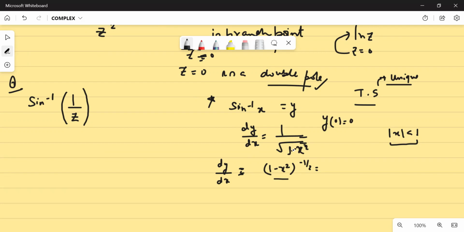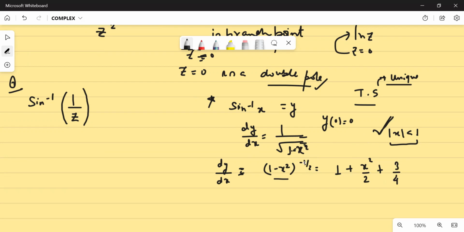And you will ask me, why are you doing it only for mod x less than 1? Because the domain of definition suggests I do so. Here 1 minus x square has to be positive, which eventually leads to mod x less than 1. And also understand that the binomial expansion is only possible if mod x is less than 1. Okay, you just write the expansion of this. So the expansion will be x square by 2 plus n into n minus 1. So this will give you 3 by 4, I guess.